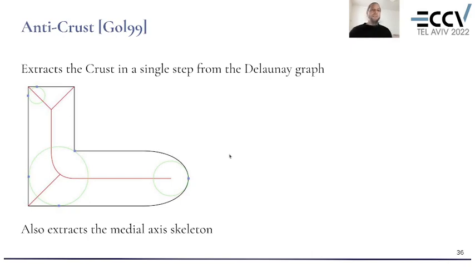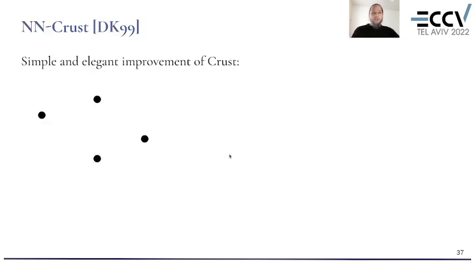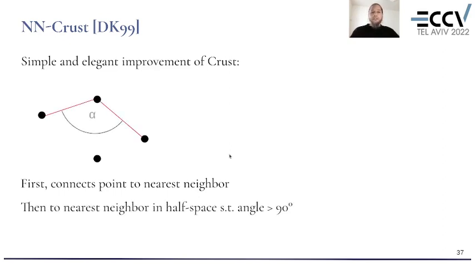There are some improvements, for example the anti-crust of Gold soon after, which extracts the crust in a single step from the Delaunay graph and also extracts the medial axis skeleton. Then nearest neighbor crust by Dey and Kumar is a simple and elegant improvement of crust with a simple proof as well. First they connect the point to its nearest neighbor, and then they connect to the nearest neighbor in the half space such that the angle is larger than 90 degrees. So it's a very simple algorithm. And they prove it for a better bound of epsilon up to 1/3, corresponding to angles of 141 degrees.